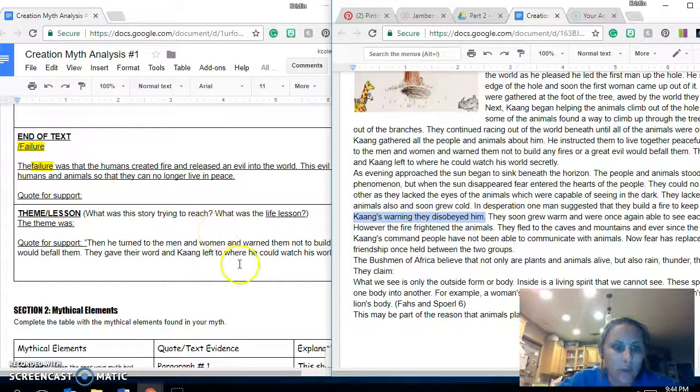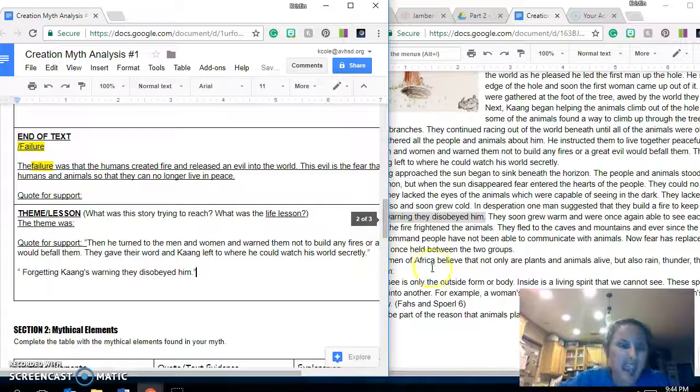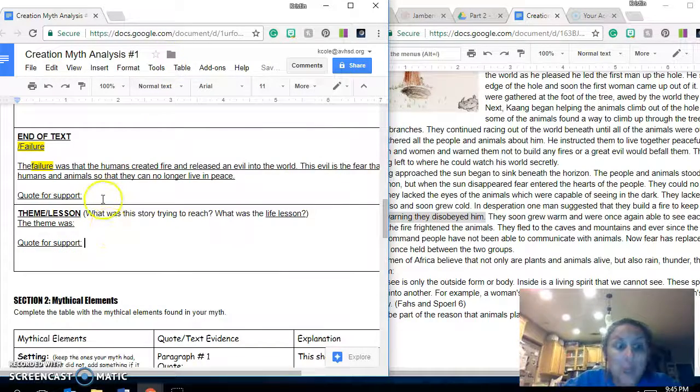Ooh, I put my other one in the wrong box, so I'm just gonna fix that. So I'm gonna add it real quick, and then I'm gonna, sorry about that, I'm gonna cut all of this and put it in the correct box.